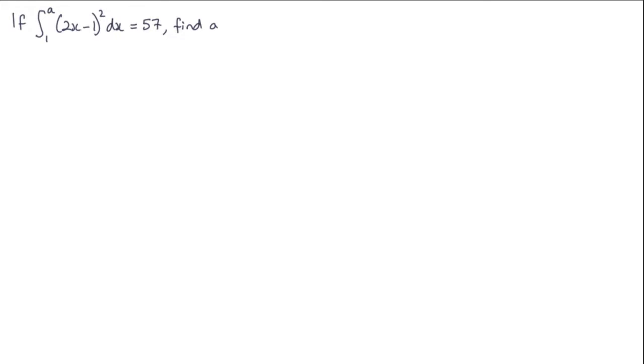So what I want to do over here on the right hand side is take that integral separately. So, the integral of (2x minus 1) squared with respect to x. I'm ignoring the boundaries and integrating this on its own, and I'm going to do that through a substitution.